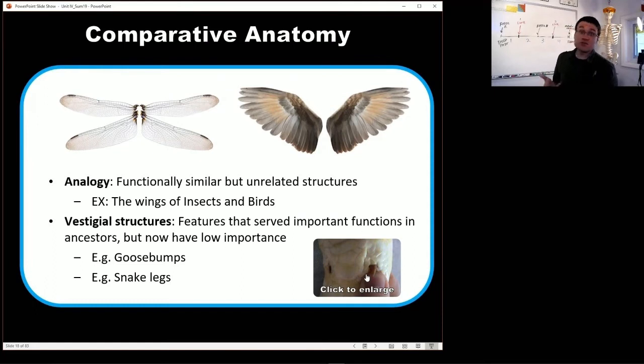Another concept that we could talk about in comparative anatomy is the idea of a vestigial structure. There are some good examples of vestigial structures in humans. For example, goosebumps, right? You get scared, you get goosebumps. Your hair on your arm stands up on end, right? Or if you get cold, your body springs up with goosebumps. And those goosebumps don't really do anything for you. They're not even remotely helpful to a human person.